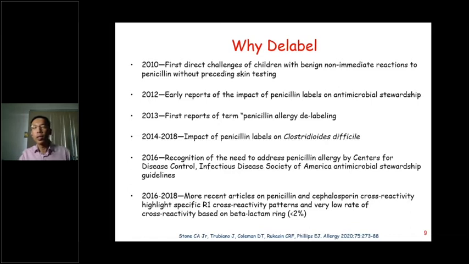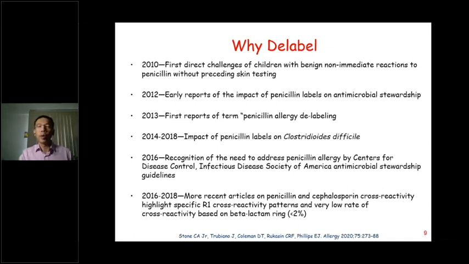So when did this concept of delabeling come about? It's been almost a decade, where in 2010, it was shown in small studies that the first direct challenge among children with benign non-immediate reactions to penicillin, without preceding with skin testing, seemed to be fairly well tolerated.